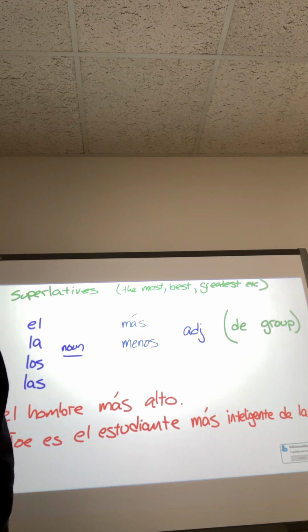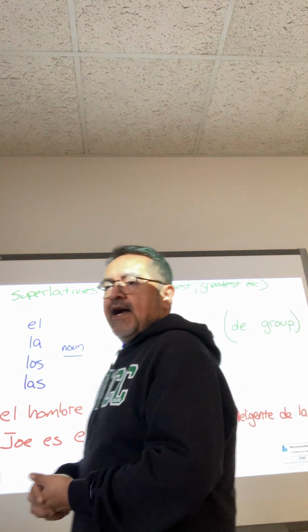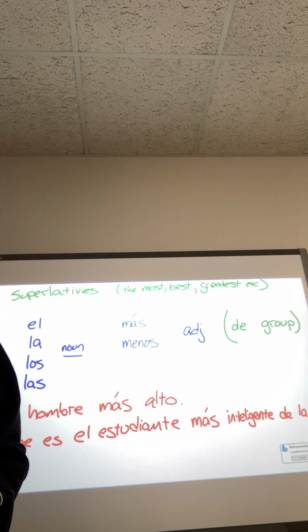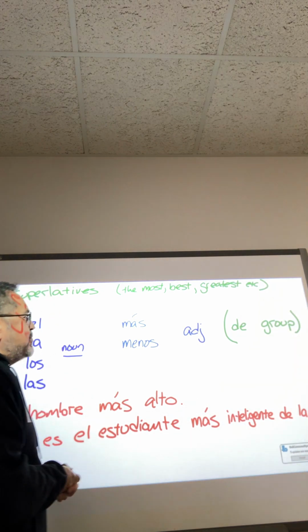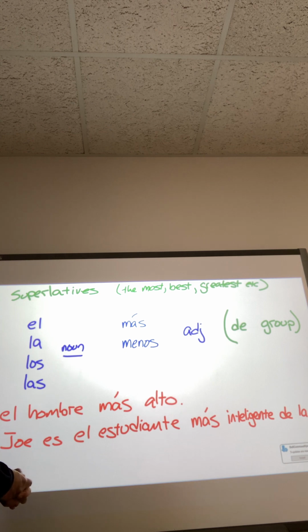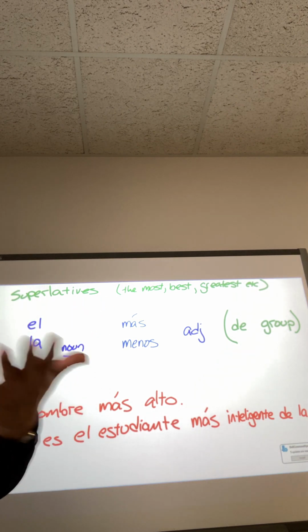Now, the second part is superlatives. When we think of superlatives, the most, the best, the greatest, the largest, the easiest, the hardest, those are superlatives. And so, in this case, we split things up un poquito. But it's actually simpler because when it comes to superlatives, typically we only use adjectives. Because obviously, being the best, being the greatest, being whatever is a description.